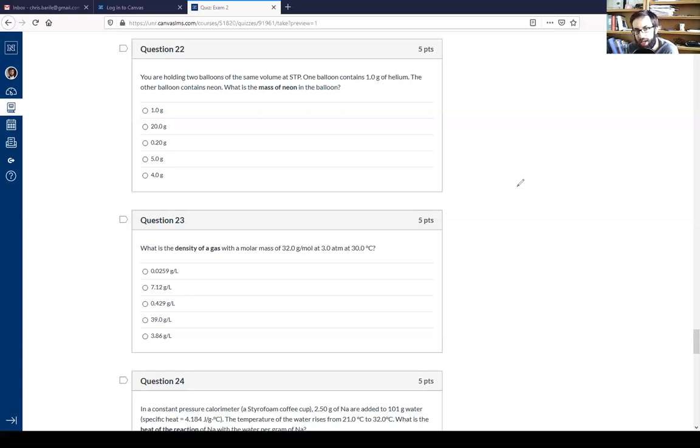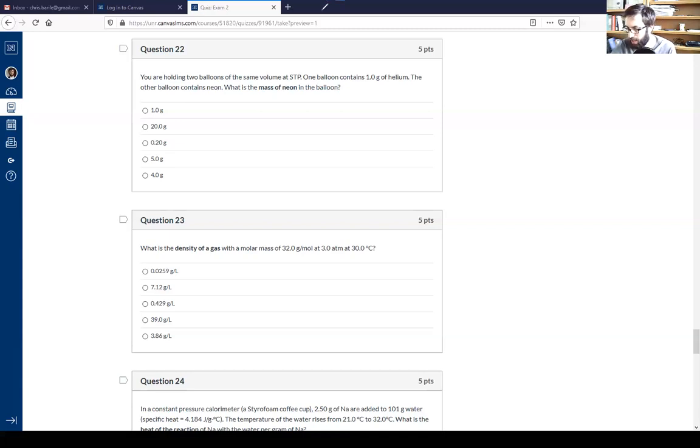They're the same volume, the same temperature, and the same pressure. If they're the same volume, that means they're going to have the same number of moles. And if they have the same number of moles, because we're using the ideal gas law, the only thing that's going to change is the mass, which is just based on the molar mass. So basically this question is asking how many times more massive is an atom of neon compared to an atom of helium? That's just looking at the relative molar masses of neon and helium.